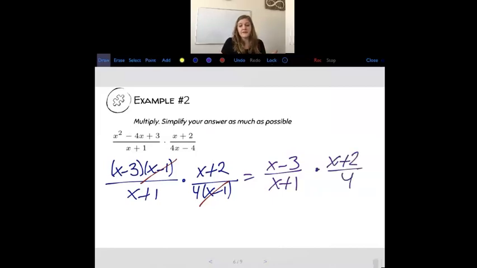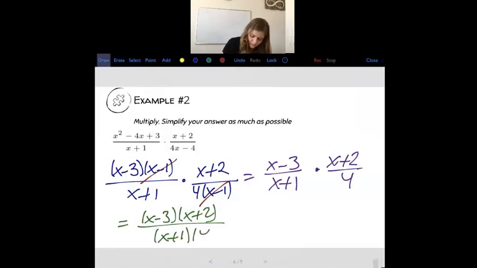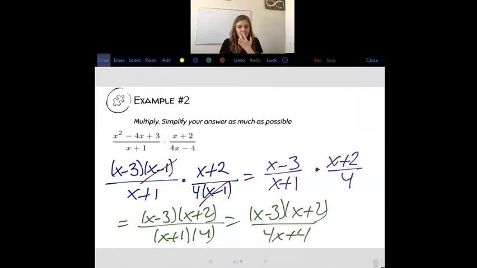Now remember that when we multiply straight across, we're multiplying everything together. So this becomes x minus 3 times x plus 2 over x plus 1 times 4. If you wanted to multiply this out, you can. You can put the 4 in front, or you can distribute the 4 to give 4x plus 4, but the 4 has to be multiplied to both terms in the denominator of the other fraction.